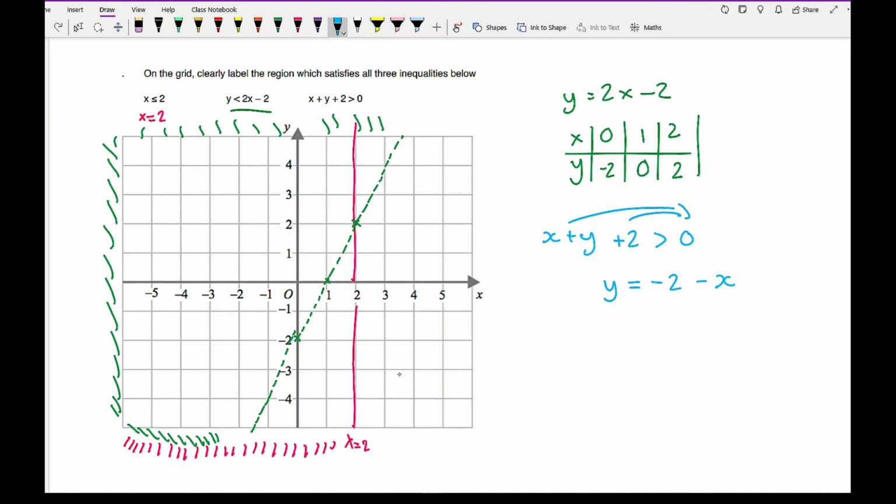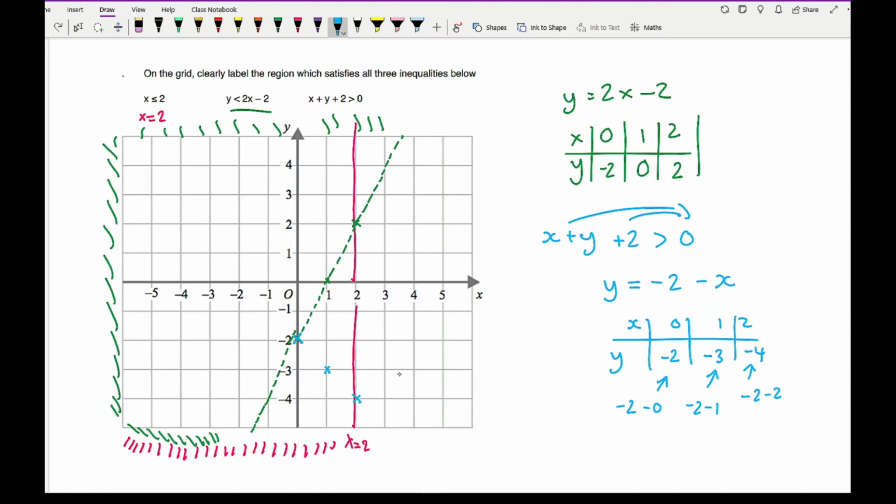So again here I've got x, I've got 0, 1, 2. Let's just do a little table, and so here I've got minus 2 minus 0, which is minus 2. Here I've got minus 2 minus 1, which is minus 3, and here I've got minus 2 minus 2, which is minus 4. So plotting those coordinates, I've got 0, minus 2, which is again a plot point I've already plotted, and I've got 1, minus 3, which is here, and 2, minus 4, which is here. And again I'm going to join that line.